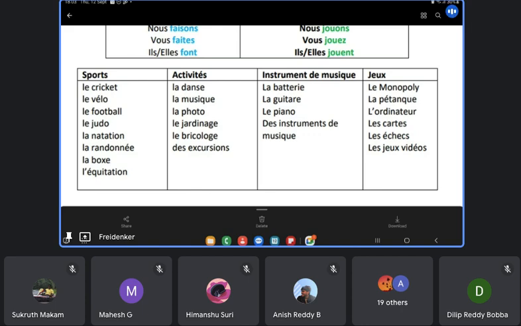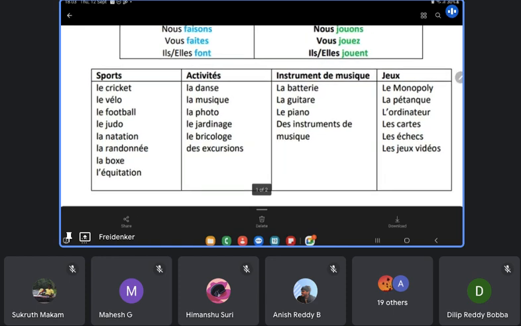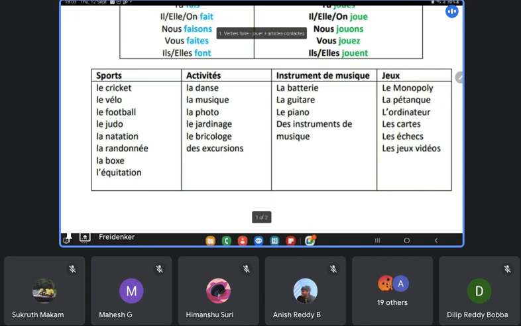Photo is photography. Jardinage means gardening, because jardin means garden. So jardin is garden, jardinage is gardening. It ends with an e, but it is not feminine, so be careful. Usually words ending with age are not feminine; they're usually masculine. All of this, I think, was a part of the previous semester, identifying which noun is feminine and which noun is masculine.